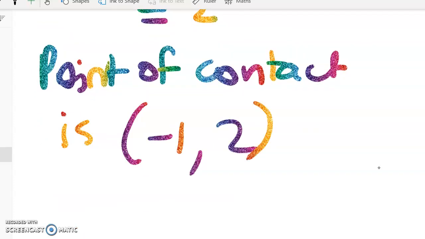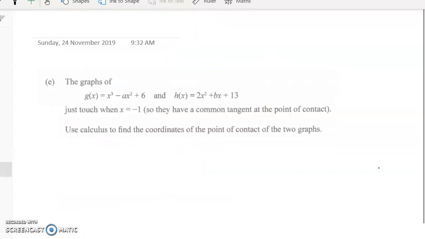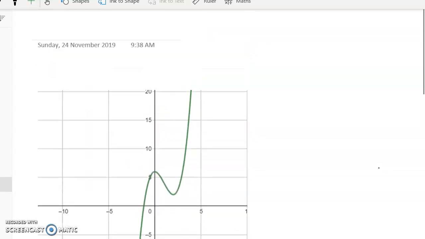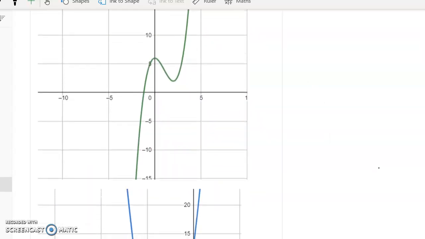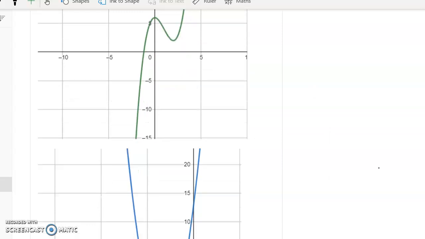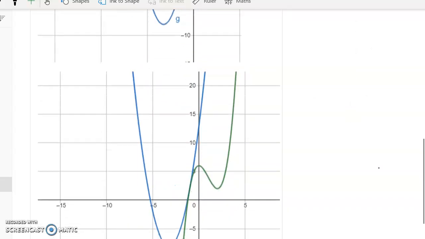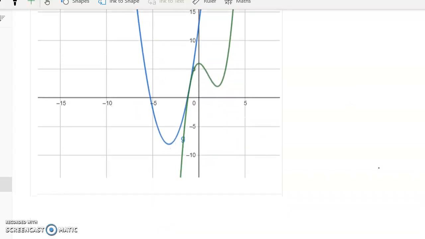Now don't turn off the video yet because I just want to show you what it looks like. So here are the graphs. This is the first graph, this is the cubic graph, and this is once I've put the a in. This is the quadratic graph, and when you put them together you can see that it works. Right, so looking at it here, here's my point of contact there, and you can just about see the tangent line through there.